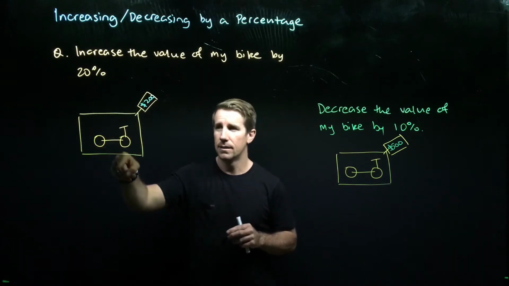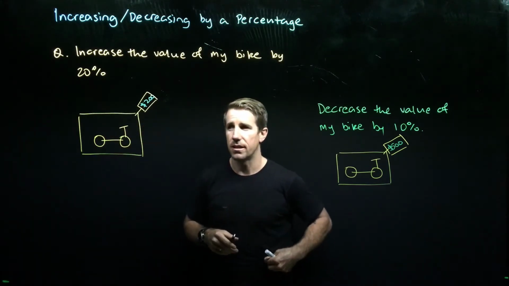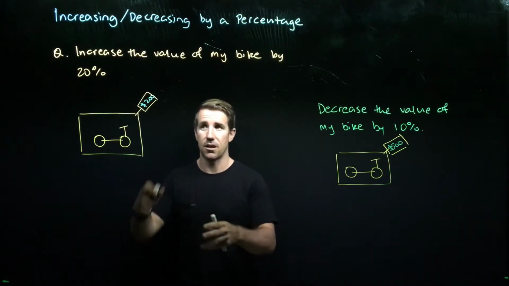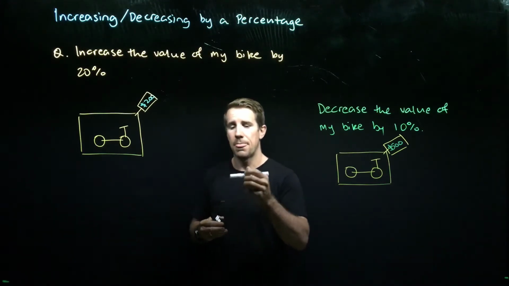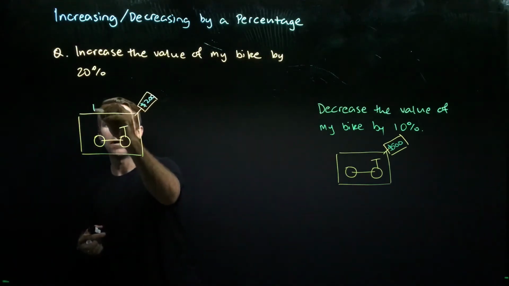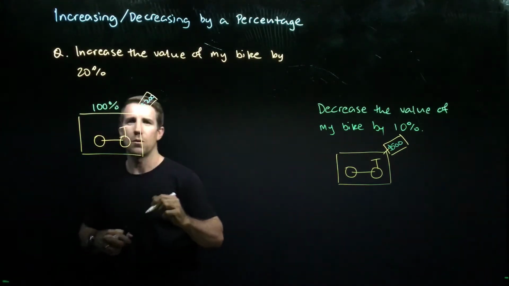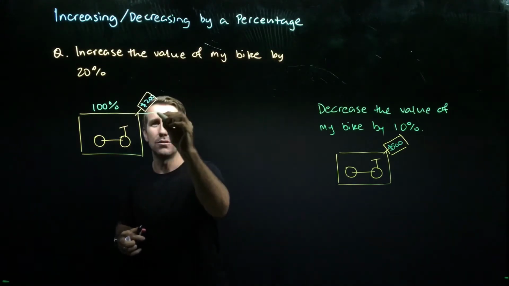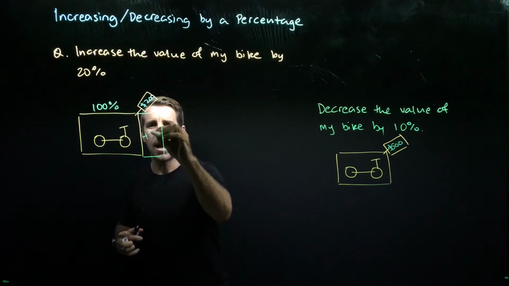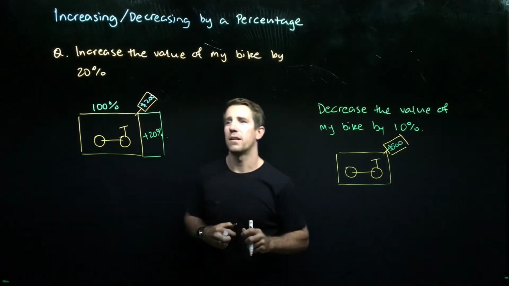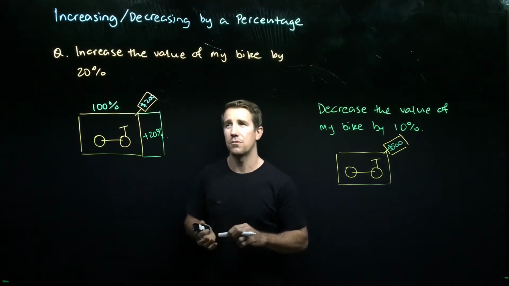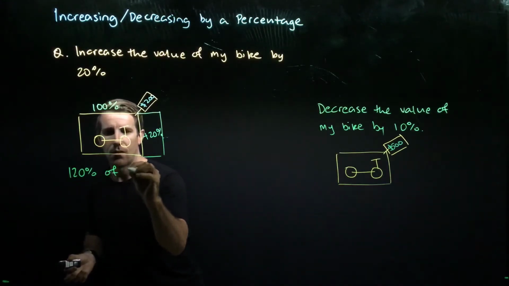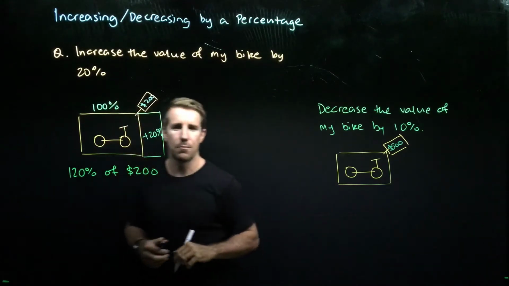Now I've got my bike here and it's worth $200 as you can see. What we're looking at doing is increasing the value of that. So the answer that we're going to get at the end is going to be more than $200, okay? At the moment, what we need to understand is that bike is worth 100% of its value currently as it is, okay? And what we are wanting to do is we're wanting to add 20% onto the value of that bike, okay? So in actual fact, we are trying to find 120% of the value of my bike, okay?